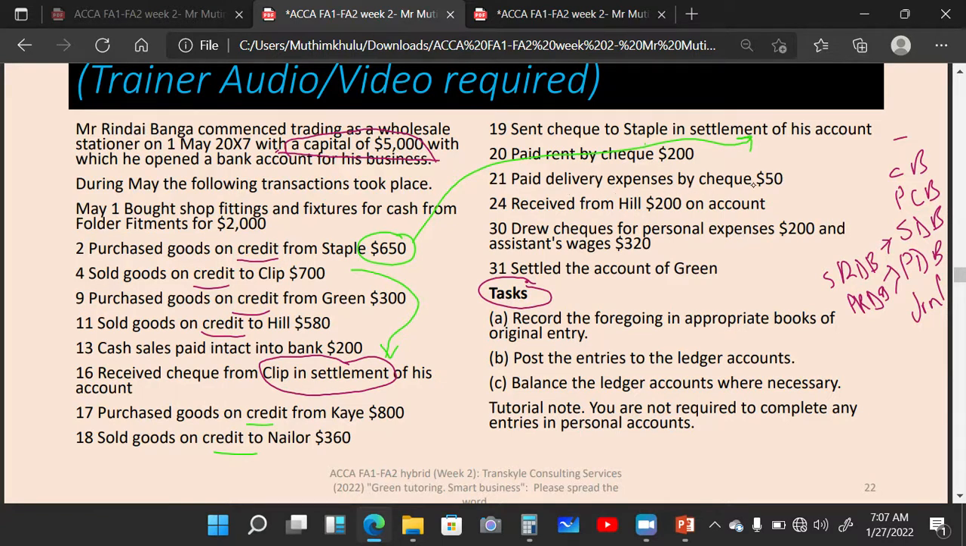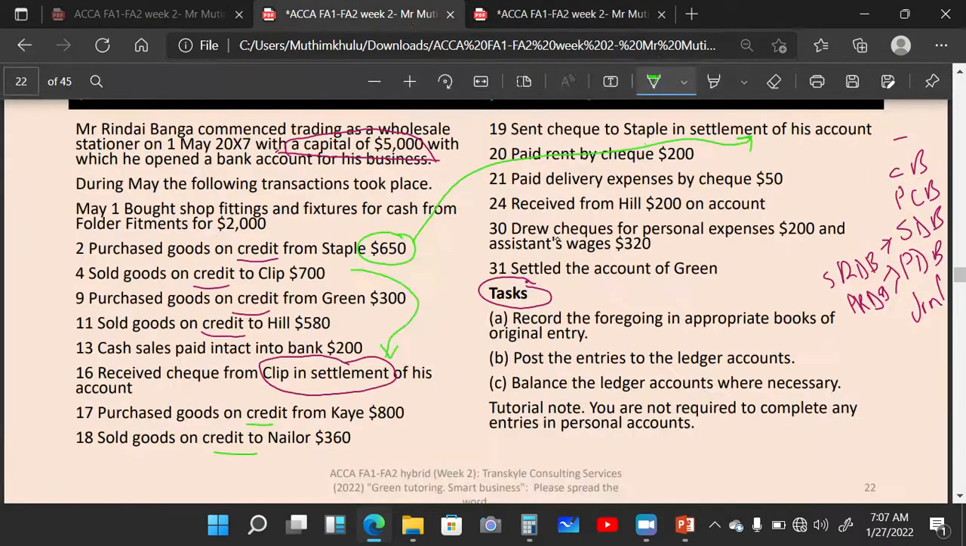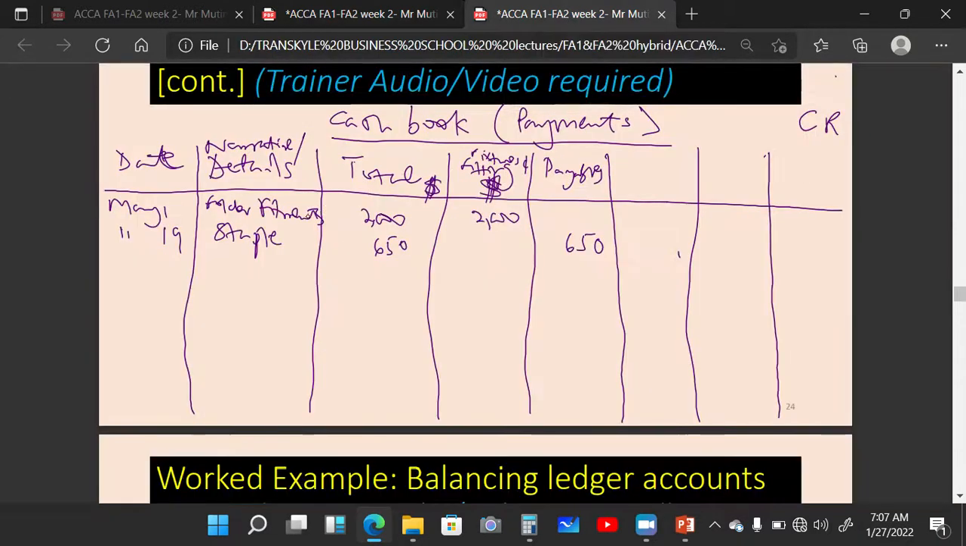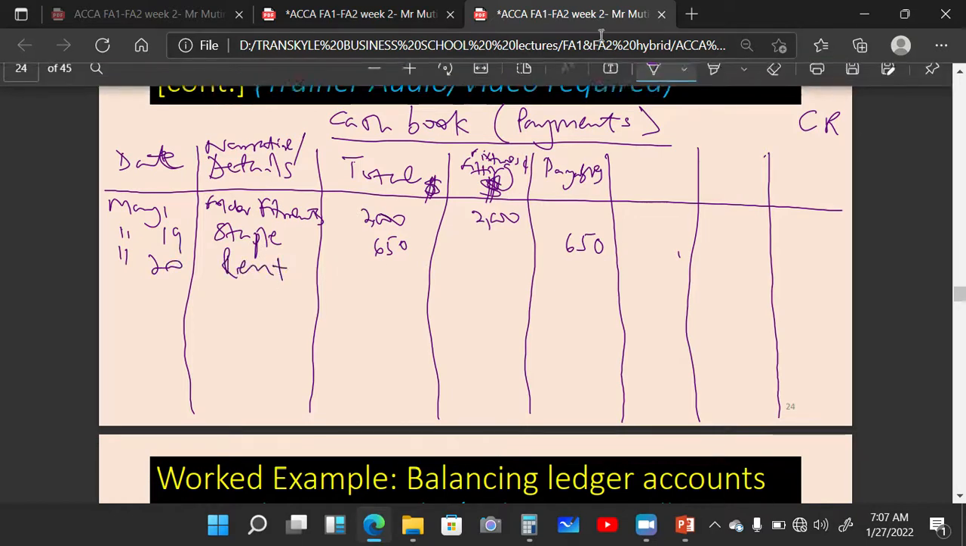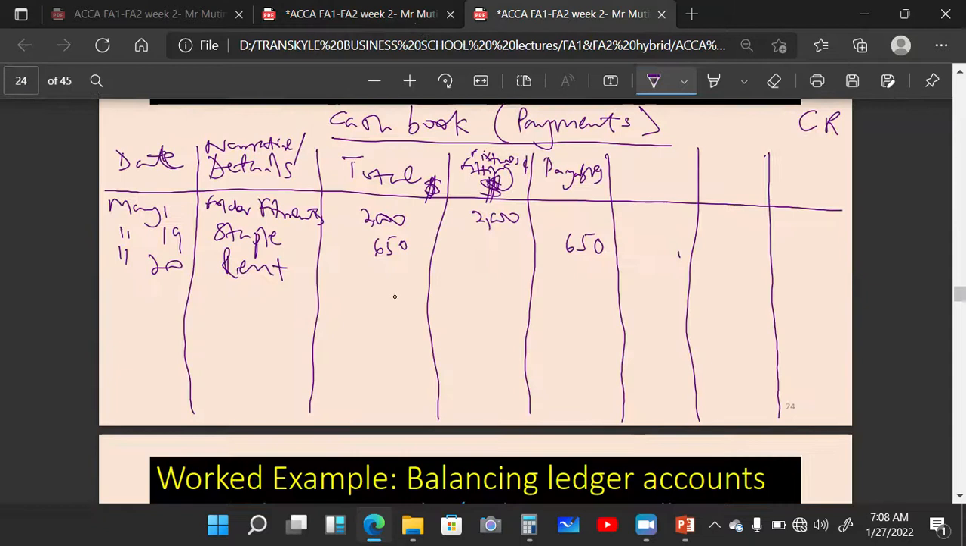Paid delivery expenses by check. Delivery expenses, we've paid them, so we have to go to the payments side. And when was the date? Before we move to the delivery, there's rent on the 20th of May, paid rent by check. So on May 20, rent. How much was the rent? 200 bucks. We have a column for rent, 200.